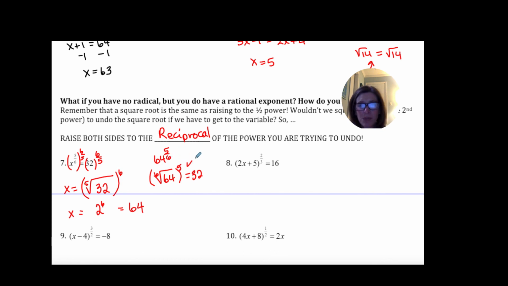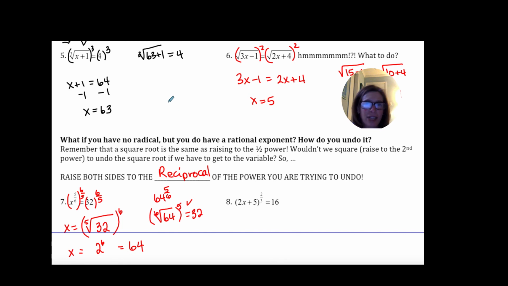All right, we're going to practice more of this tomorrow in class. I hope that was a helpful video in learning how to solve equations with radicals and roots.